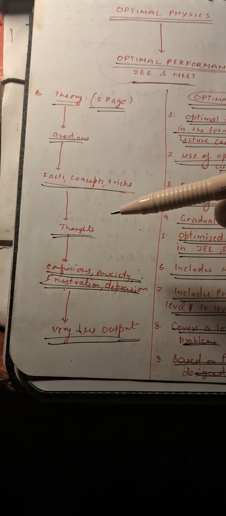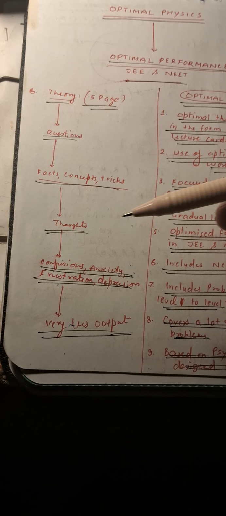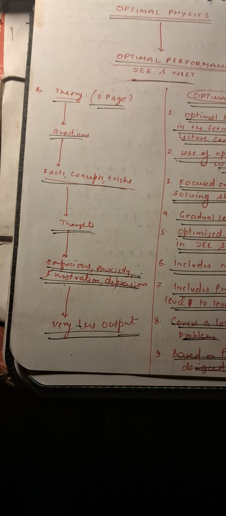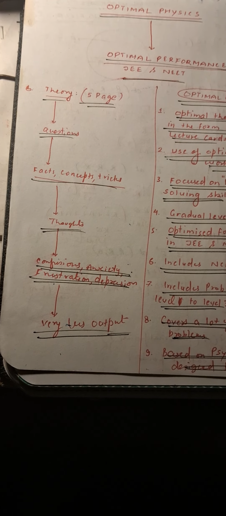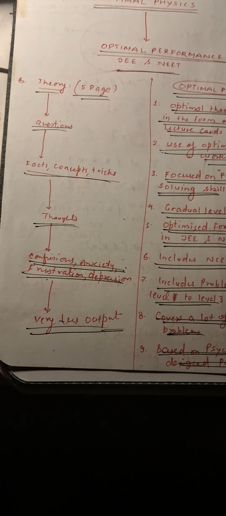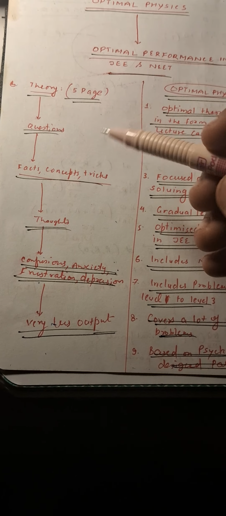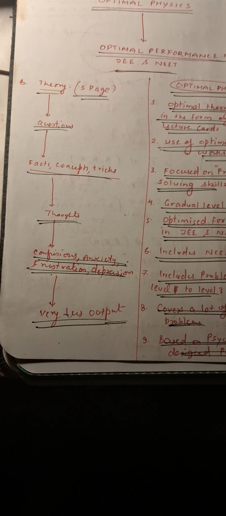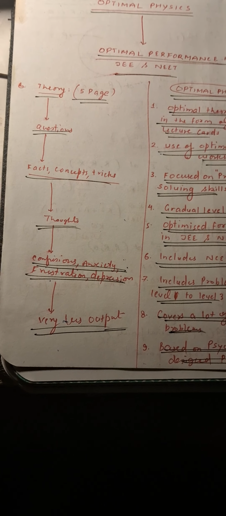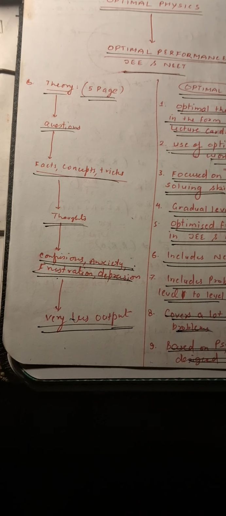Just ask yourself what you studied today, and how many facts, concepts or tricks you are able to fetch out right now. Because when you solve a question, it's a testing of your capacity to retain what you studied. So traditional or conventional study is of low output. It is comfortable, you feel comfortable, but it doesn't yield any comfortable output.